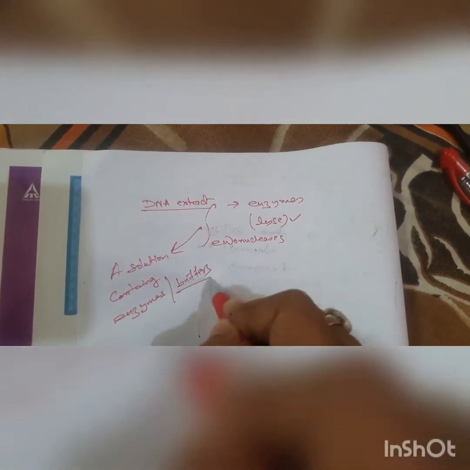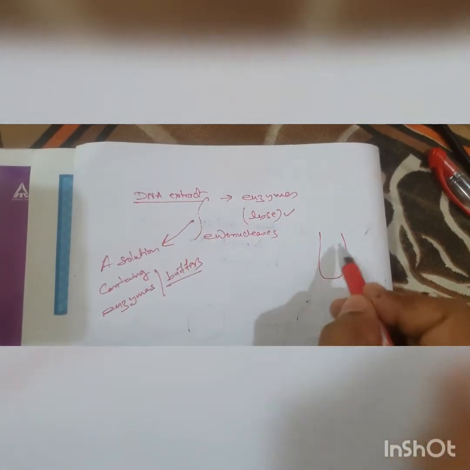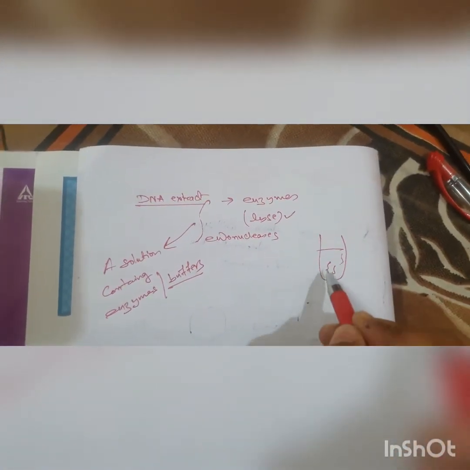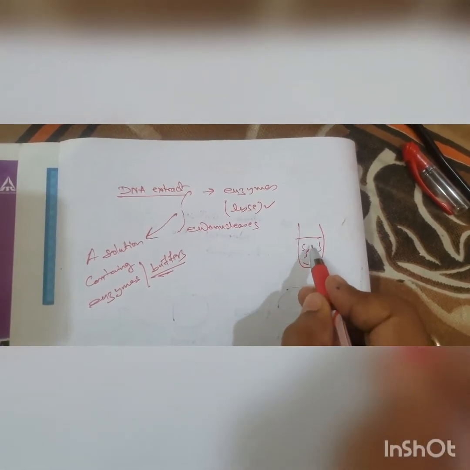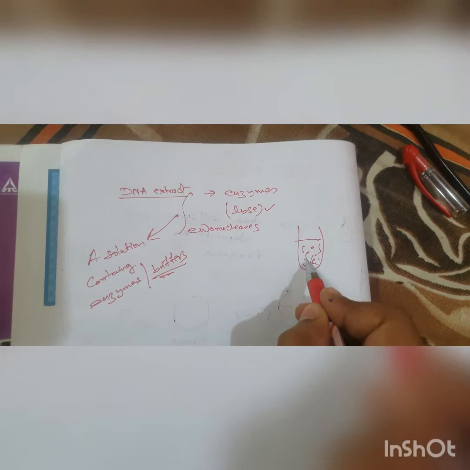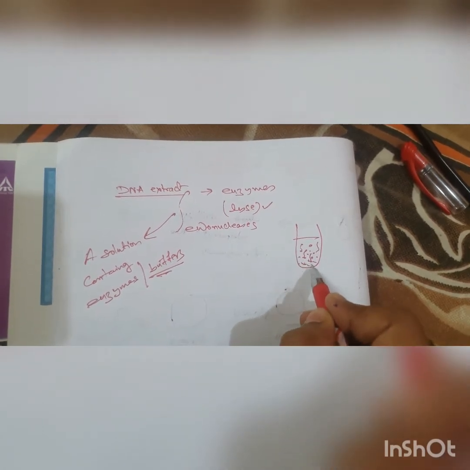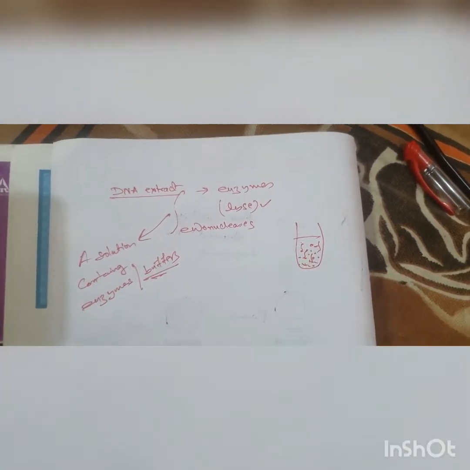Why buffers? Because the DNA that is coming out in the solution should not get degraded and its chemical integrity should remain. So that's why a buffer should be used. The pH should not fluctuate. So that's why its charge and everything should remain. The proteins and everything will be there, okay, which have lysed and come out, the cell proteins and everything. So from here you have to isolate the DNA.